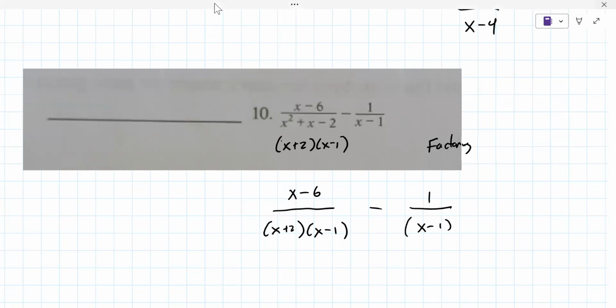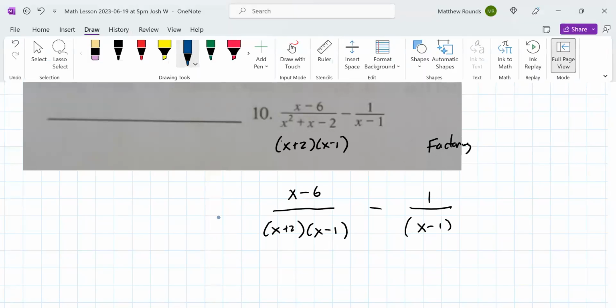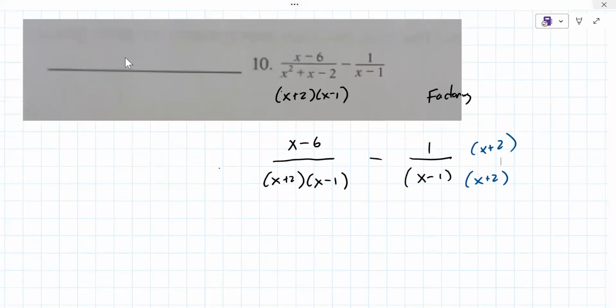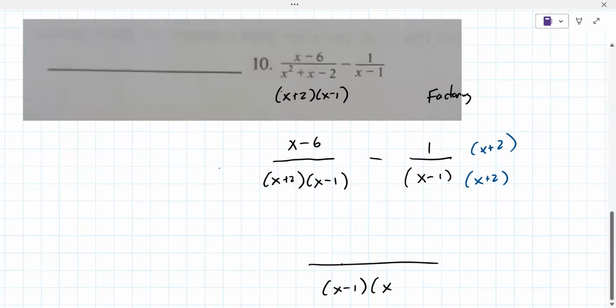The same thing as the previous problem. You got to figure out what's missing. So the one on the left here has an x plus 2. The one on the right does not. So you put x plus 2 top and bottom here. So now they have the exact same bottoms. Their bottom is x minus 1, x plus 2, x minus 6 minus x minus 2, like that.